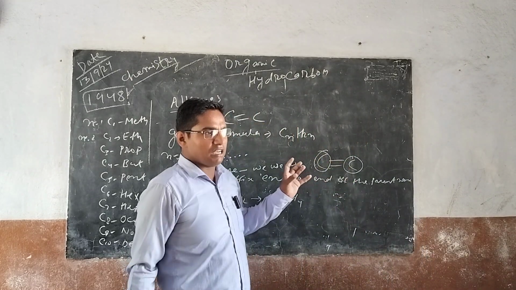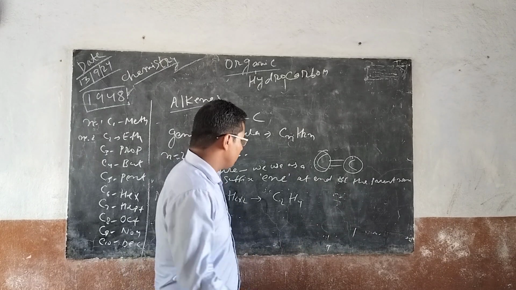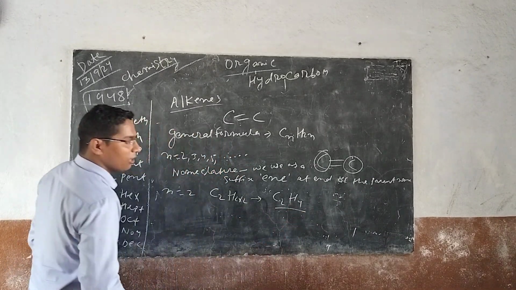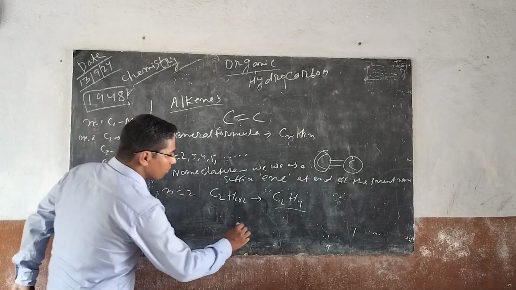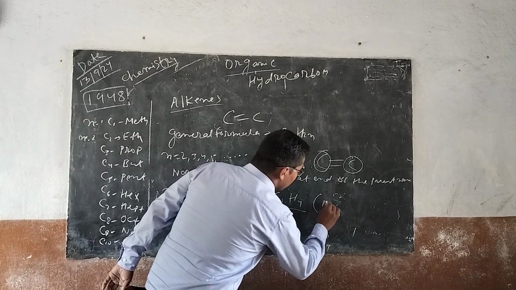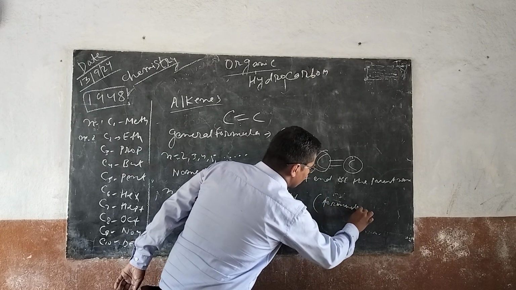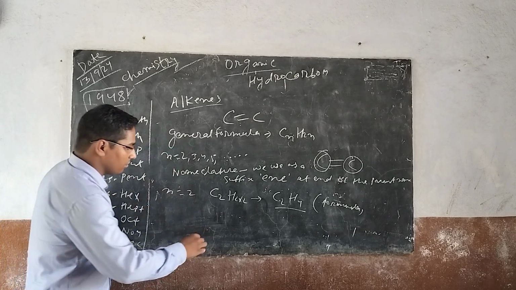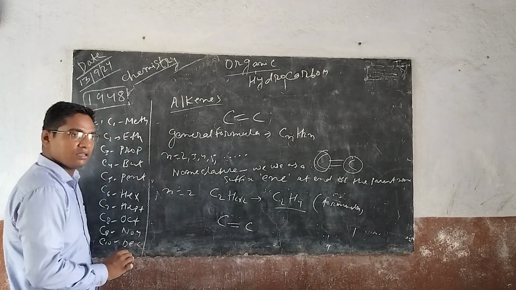A lot of competition exams always ask these kinds of questions. So C2H4 is the first member of the alkene family. Now it is the formula of the compound. Now the structure: C double bond C.